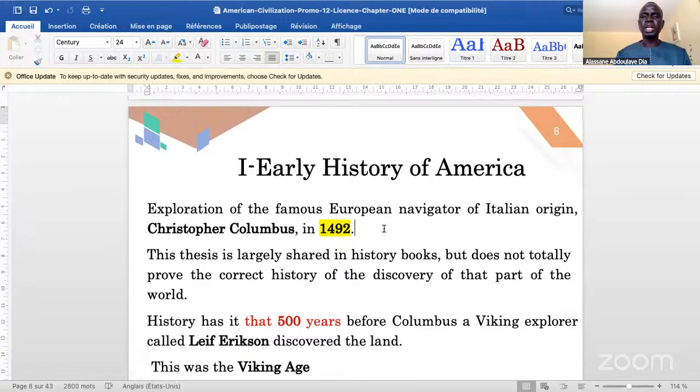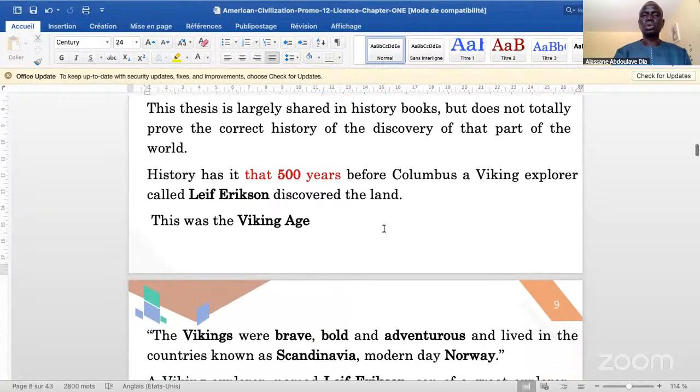Many historians prove that. Why? History has it that historians say that 500 years before Columbus, a Viking explorer called Leif Erikson discovered the land. I repeat, 500 years before Christopher Columbus, it means 5 centuries, the land was discovered by an explorer called Leif Erikson. When was that? It was at the time of the Viking Age. C'est l'ère des Vikings. Vous connaissez les Vikings, la cigarette Viking.